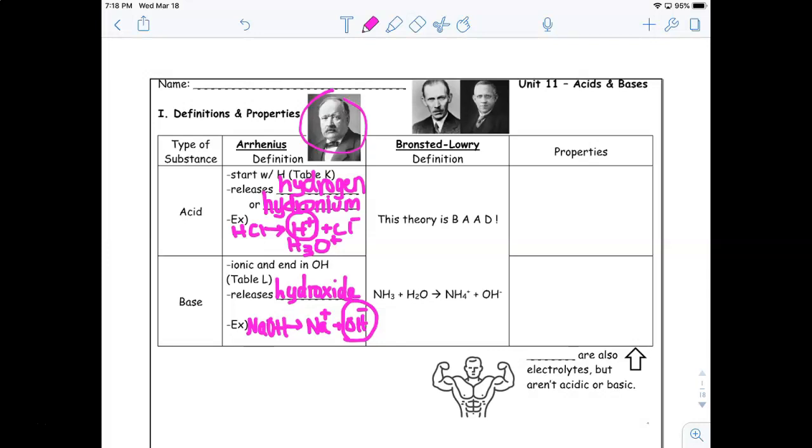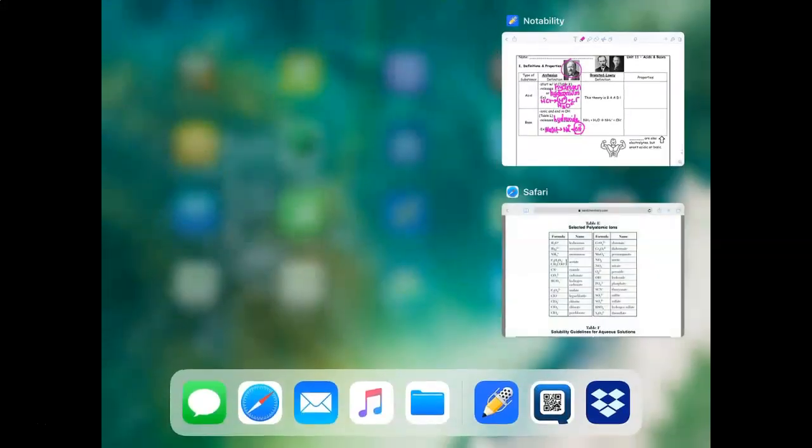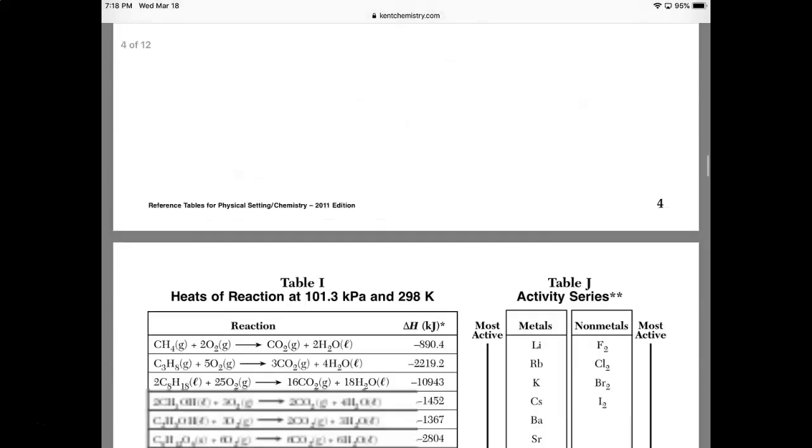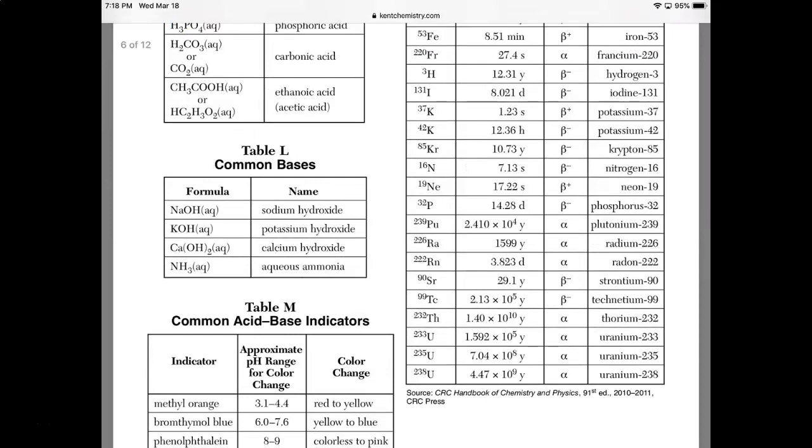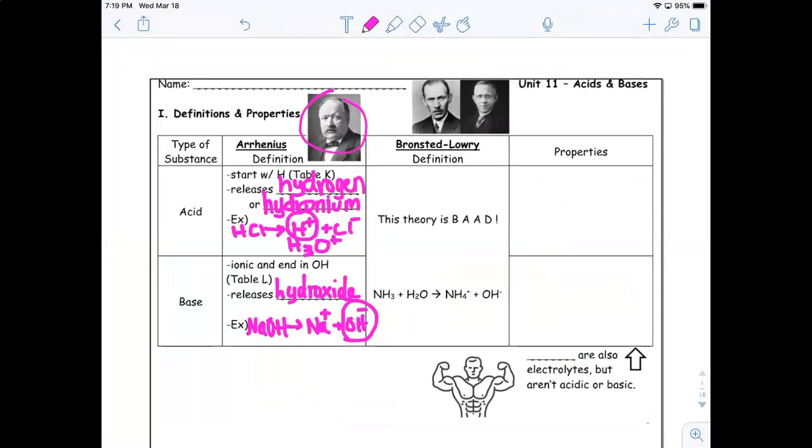Okay, so now if you go back to Table L, there's a base on that table that does not belong. Can you guys find it? Which base on this table doesn't fit with that definition? NH3, right? So Arrhenius got credit for that definition of an acid and a base, but these other two guys came along, Bronsted-Lowry, and they said, well, NH3 does all the things a base is supposed to do, so we need to come up with a new definition to fit NH3 in.